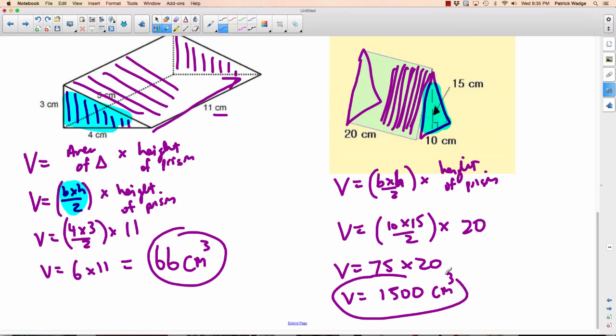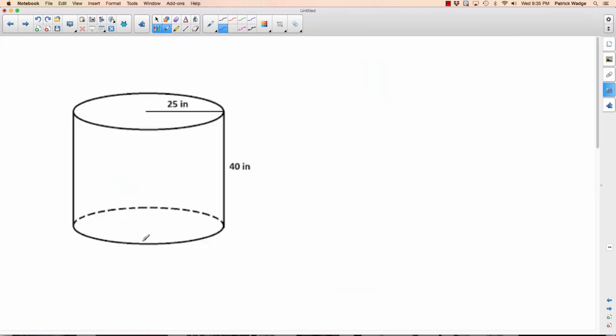All right, we got one last shape to go. It is a cylinder. So we can use the same master formula.